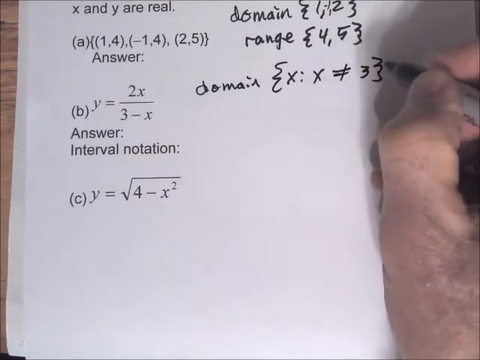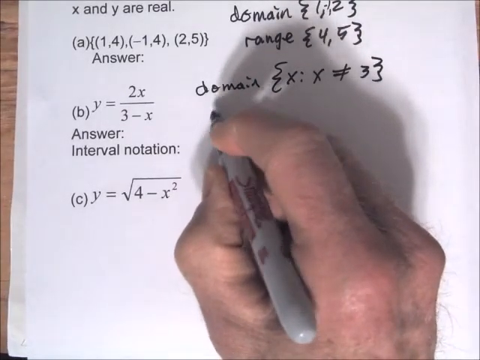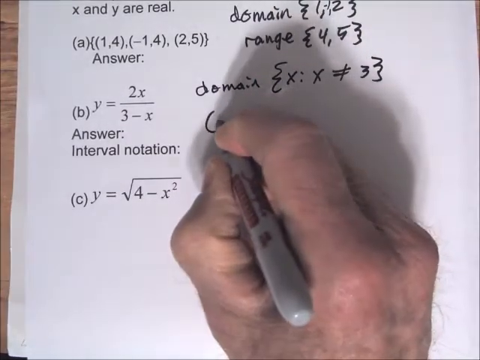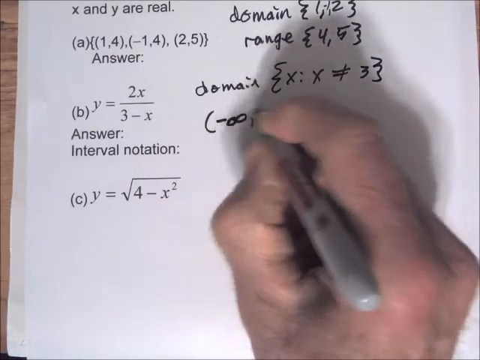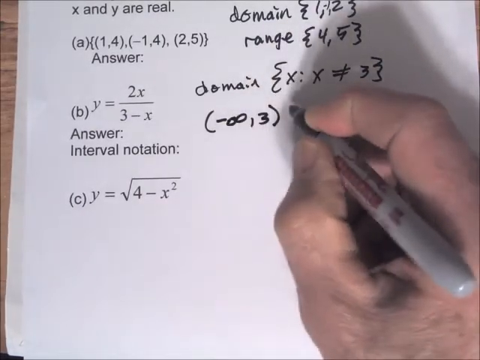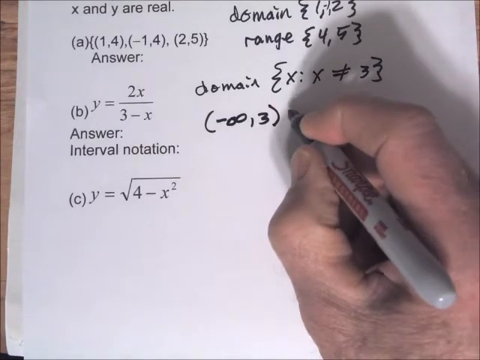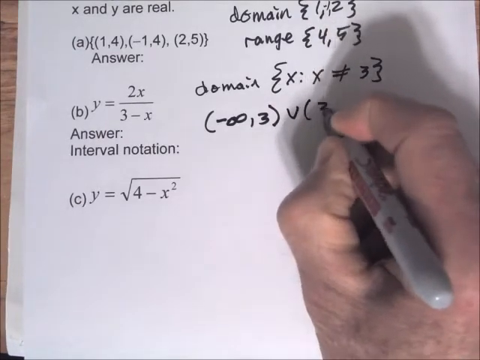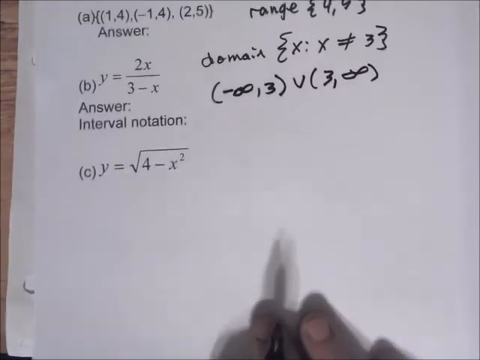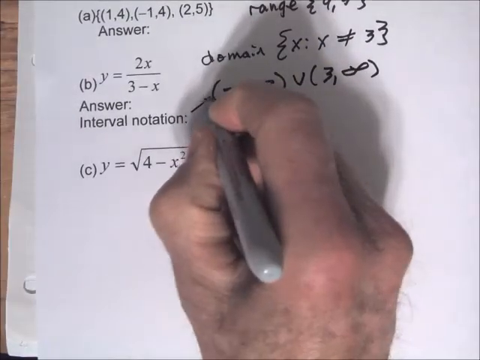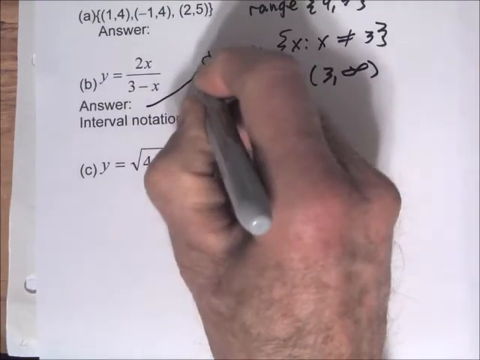And you could write that in interval notation. It's minus infinity to 3 with an open parenthesis at 3 to indicate that 3 is not included, and then union 3 to infinity. So that's the answer in interval notation. This is the answer in set builder notation.